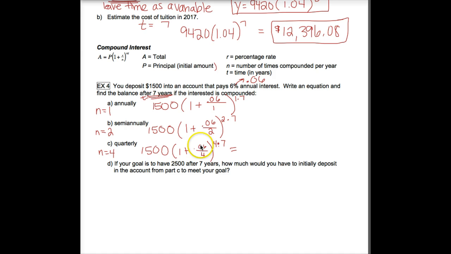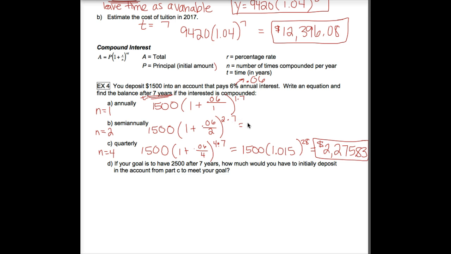I always do this part first, and in this case, 0.06 divided by 4 gives me 0.015. So I always write out the next step, and again, this is optional, but partial credit is always good. So I write this next step out. And then once I get to here, then I punch it into my calculator because I'm pretty confident that I'm not going to press the wrong button here. So I've got $2,275.83 if my interest is compounded quarterly.